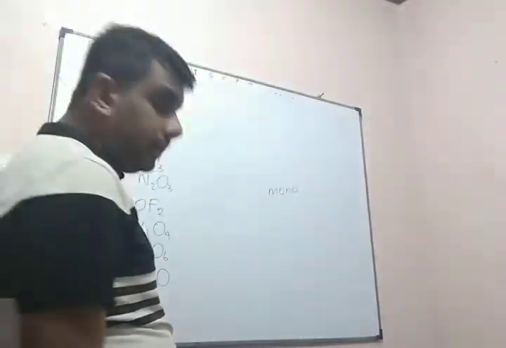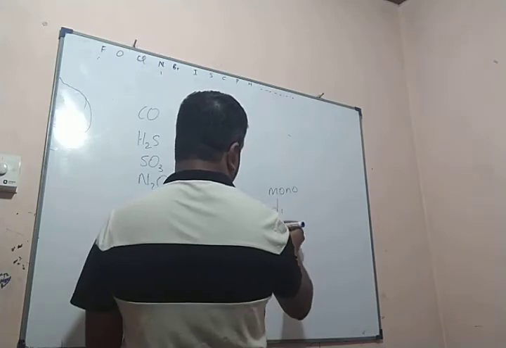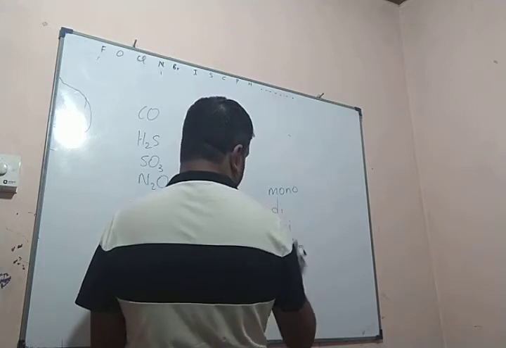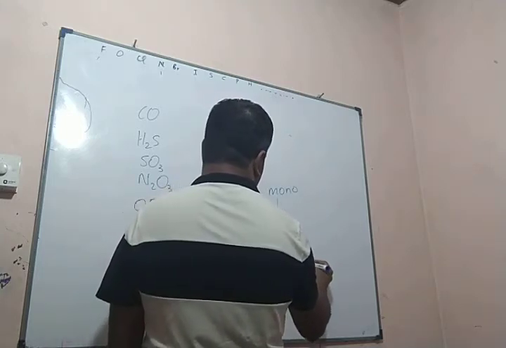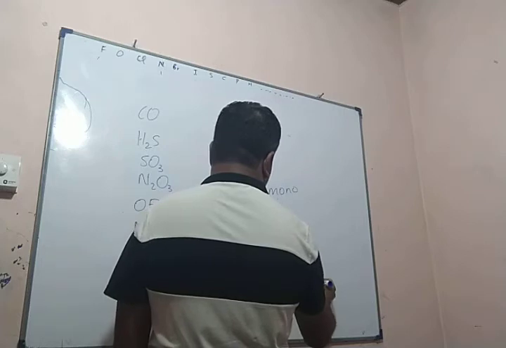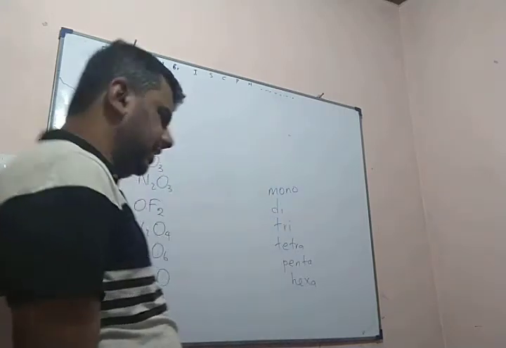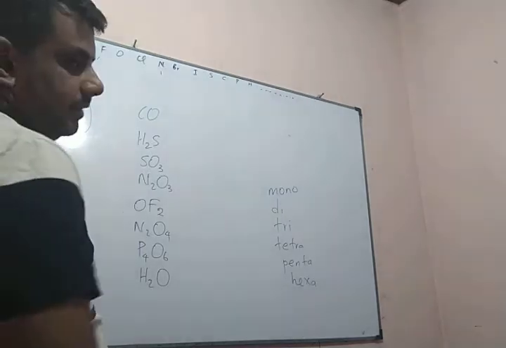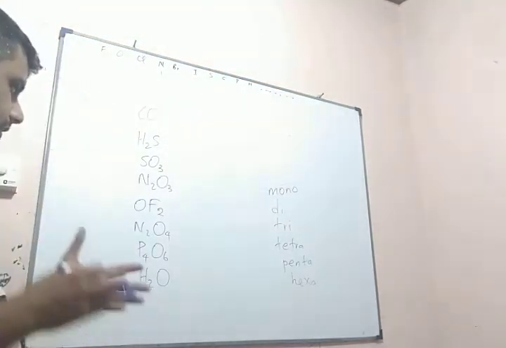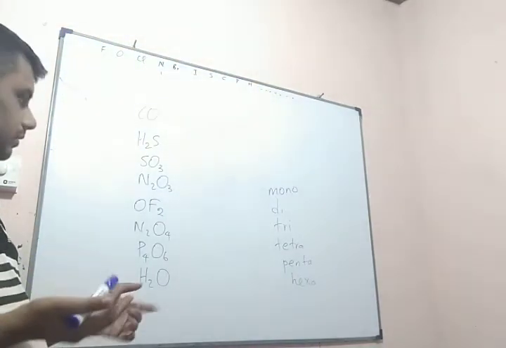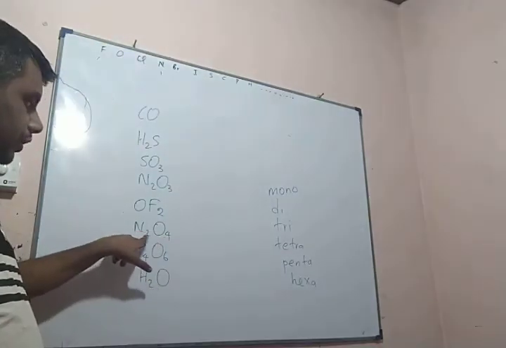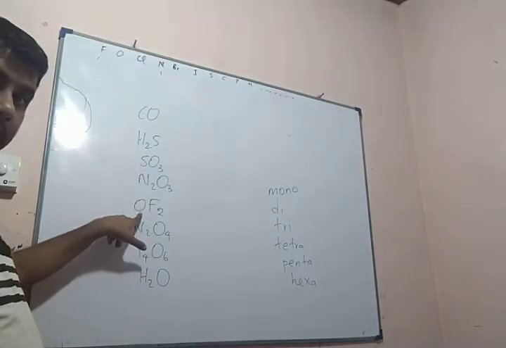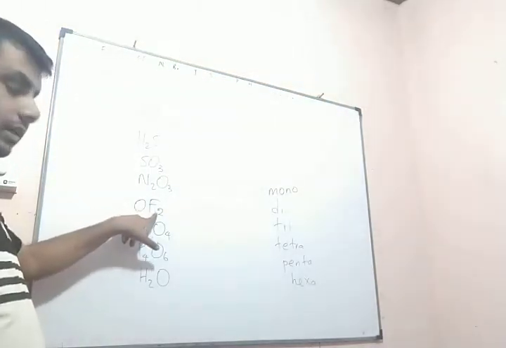Number 2, di, tri, tetra, penta, hexa, hepta, octa, nona, deca. Okay. So, how about OF2? Oxygen. What's the name? Oxygen difluoride.